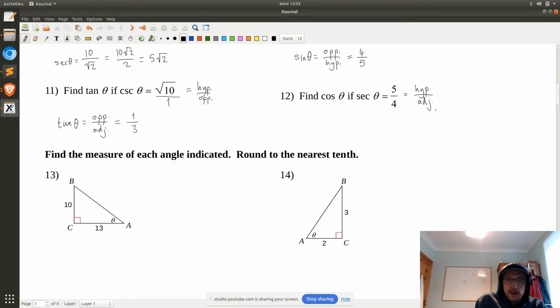We can see that this is the 3-4-5 right triangle. So cosine of theta, being adjacent over hypotenuse, will just be 4 over 5. But also we could just see that these are reciprocal functions of each other. Okay, and that's all correct.